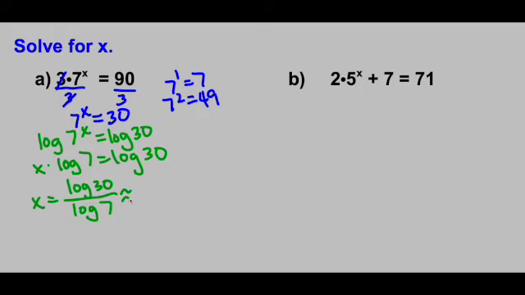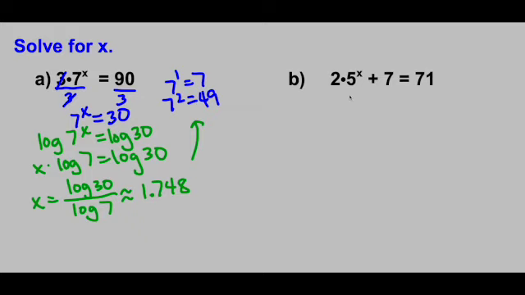Take a minute and try this on your calculator right now. Take log 30 divided by log 7. When I did this and rounded off to 3 places, I got approximately 1.748. So that fits in really well with what I got up here, which is I knew the answer is going to be between 1 and 2, and it is.